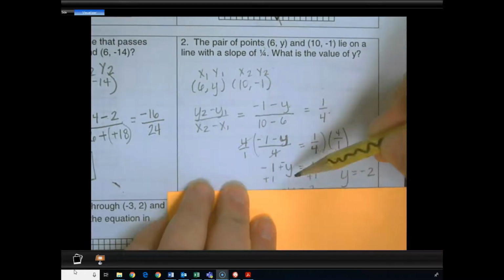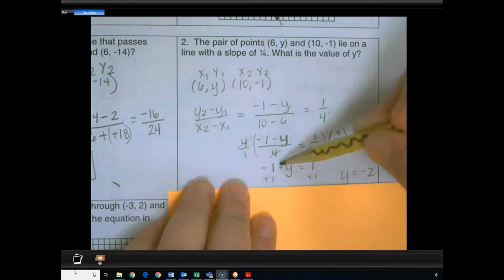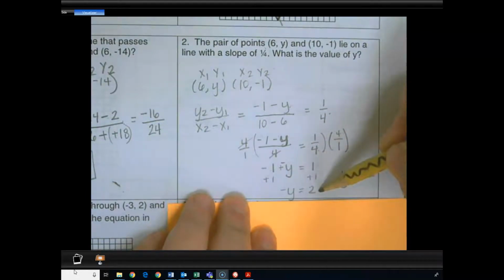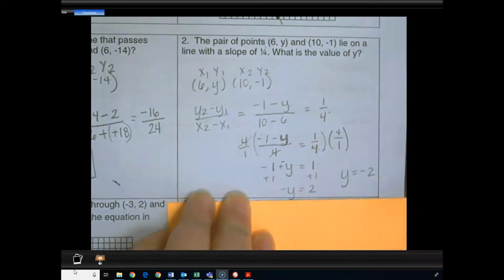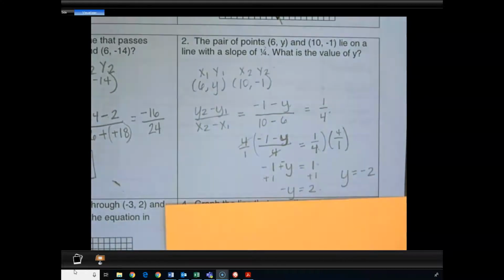Then I'm going to add 1 to both sides. That leaves me negative y equals 2. And I don't want a negative y, so multiply both sides by negative 1, or just flip the sign of both sides to get y equals negative 2.